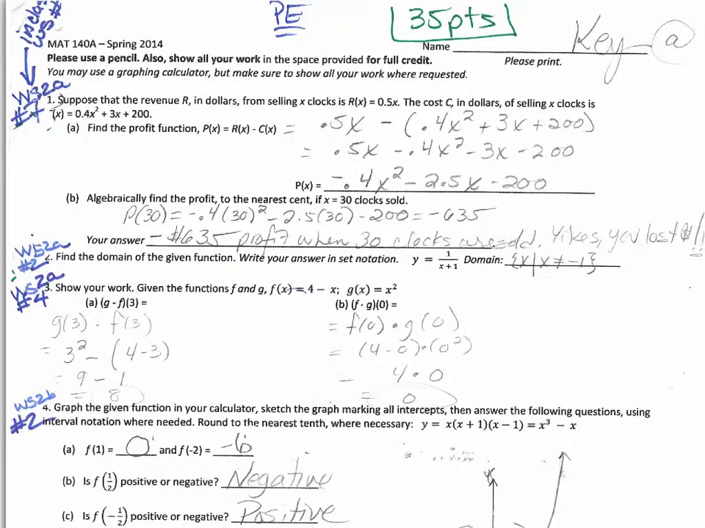Let's walk our way through the solutions to this comprehensive exam. First, as you know, the exam had 35 points. PE, if you see that anywhere on your exam, that means previous error.